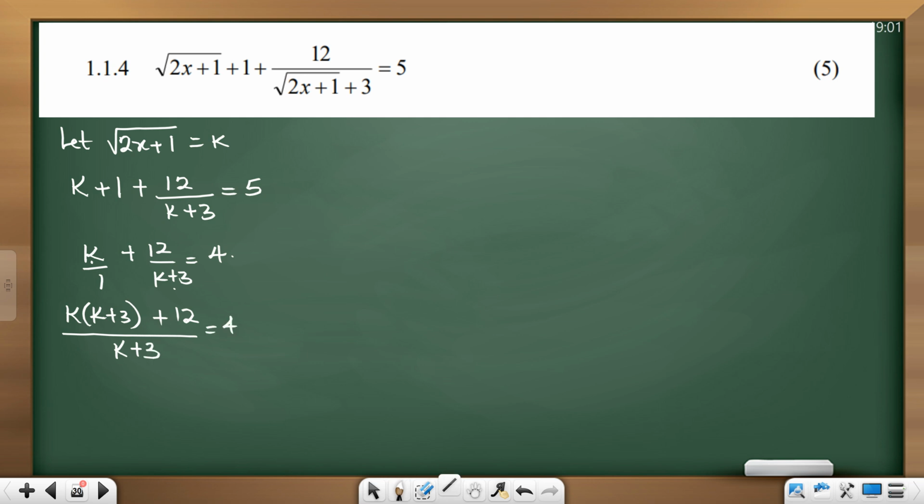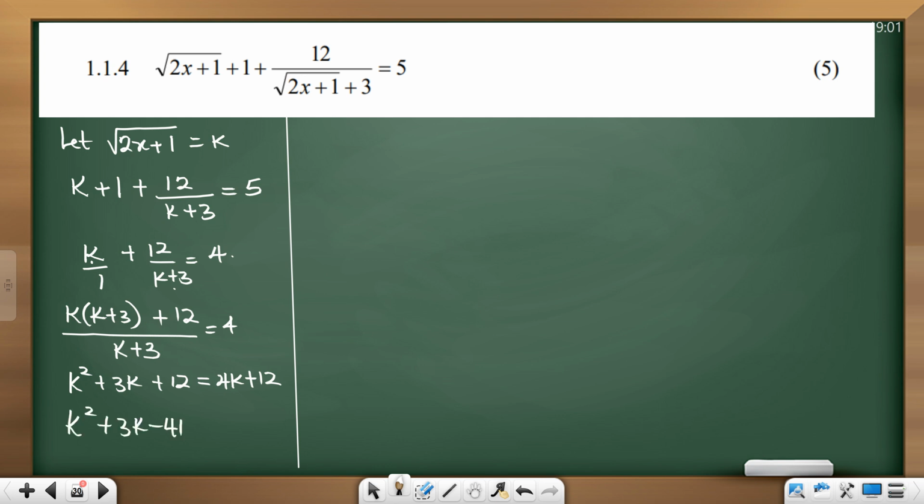Check. Guys, once you learn these principles, no questions will intimidate you. Can we expand? k squared plus 3k plus 12 equals 4k plus 12. I have cross multiplied. I don't know if that step makes sense. k squared plus 3k, expanding, plus 12. Then k squared plus 3k minus 4k plus 12 minus 12 equals 0. k squared minus k equals 0. Does that make sense? Because 3 minus 4 is minus 1.